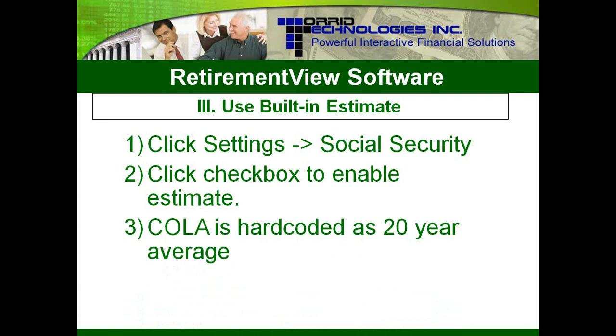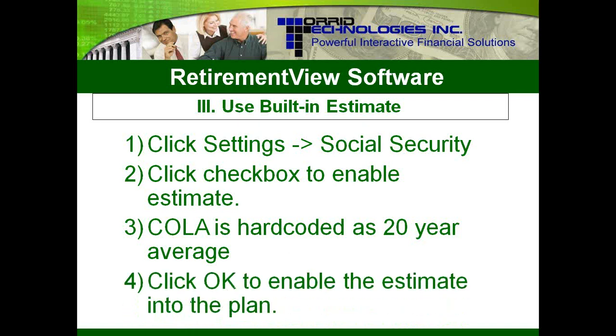We built some assumptions into the estimate, and the reason for that mainly is that we don't want somebody coming back on us and saying, oh, your estimate was way too high, and the reason it was high is because they entered a 4% COLA. Okay, so we don't want to be liable for something like that. So we hard code what we think is a reasonable 20-year average.